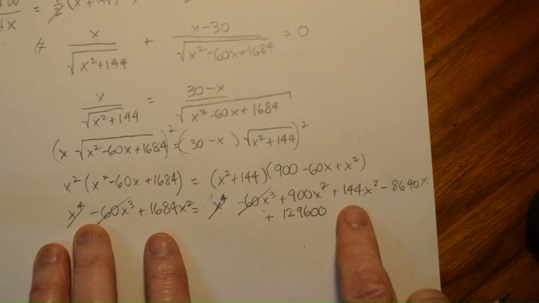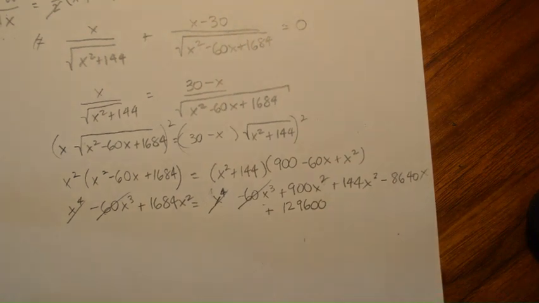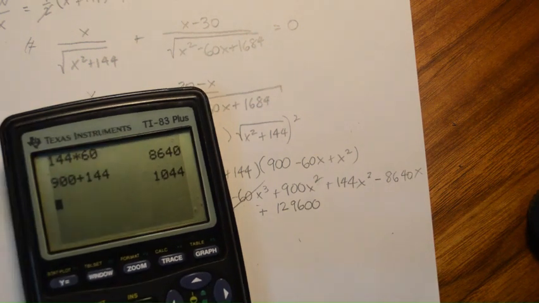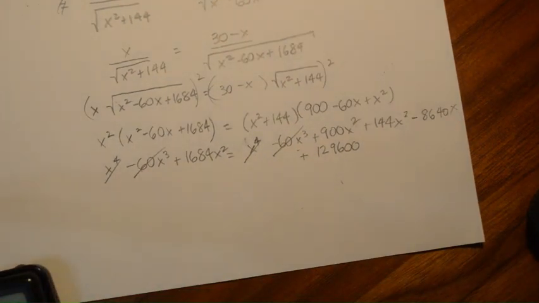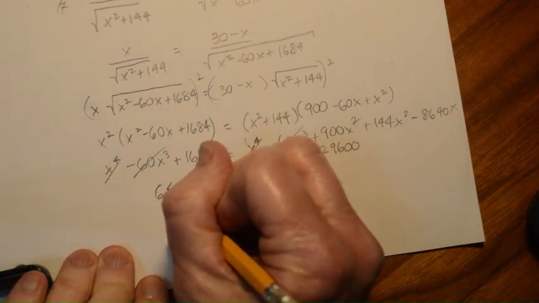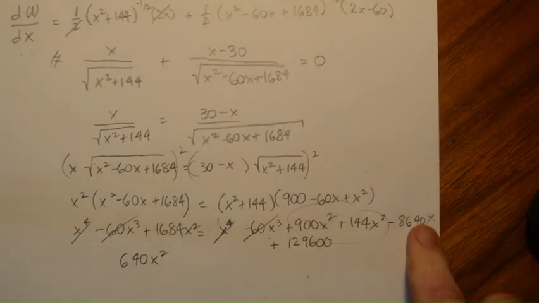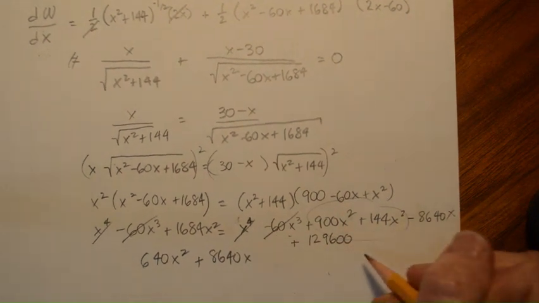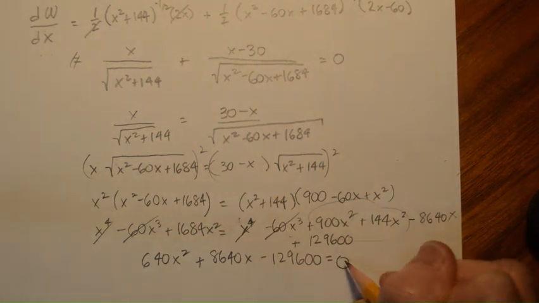So 900x squared plus 144x squared. And then we've got this 1684x squared. So 900 plus 144, I get 1044. So I'm going to bring both of those over to the other side. So I'm going to subtract them from 1684, and I get 640x squared. Again, I'm combining these two and moving them over, and then I'm going to move everything else over, so it gives me plus 8640x, no, minus 129,600 equals 0.